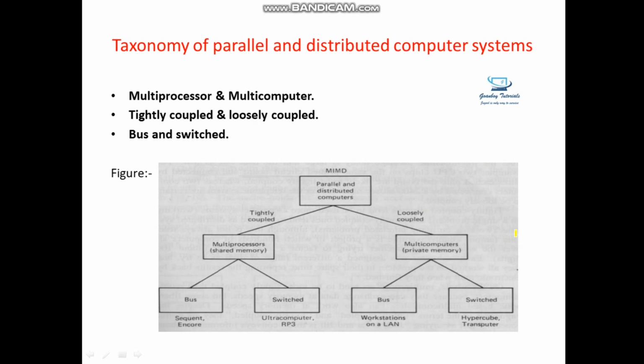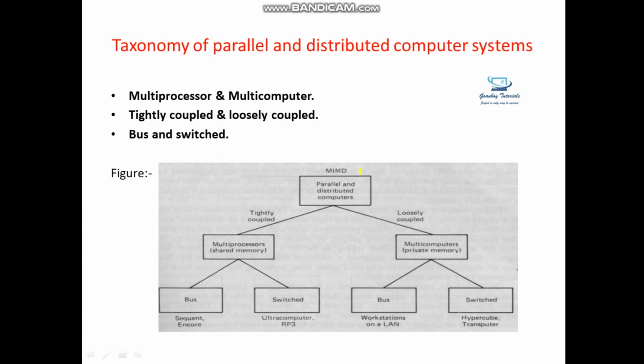The next topic under hardware concept is taxonomy of parallel and distributed computer systems. Under this we have multiprocessors and multi-computers, tightly coupled and loosely coupled, bus-based and switched. Now we will understand the given figure. At the top we have multiple instruction and multiple data stream. This is divided into tightly coupled and loosely coupled. Further it is divided into multiprocessors and multi-computers. At the end it is divided into bus-based multiprocessor, switched multiprocessor, bus-based multi-computers and switched multi-computers.